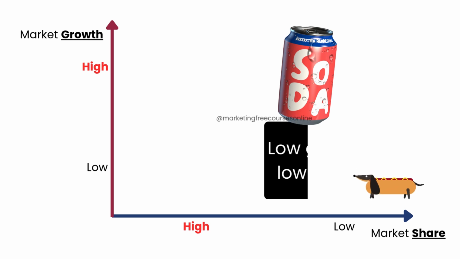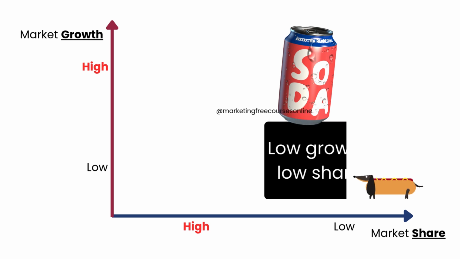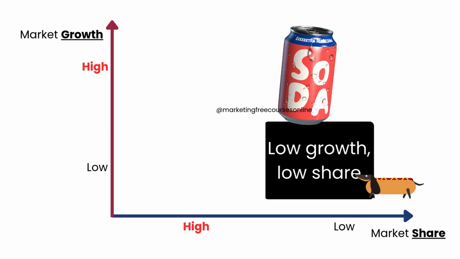Dogs, low growth, low share. These are weak products in slow markets, like an old soda flavor nobody buys. Companies often sell or drop dogs to focus on better products.